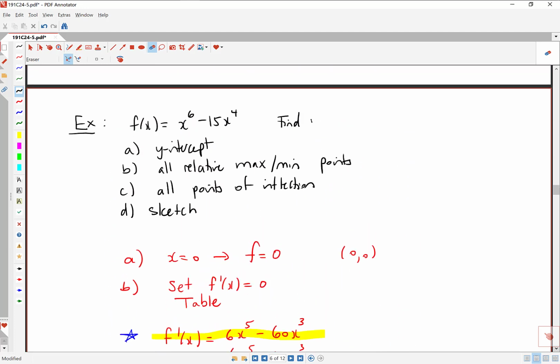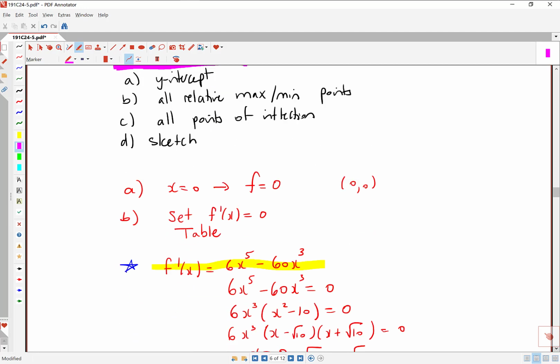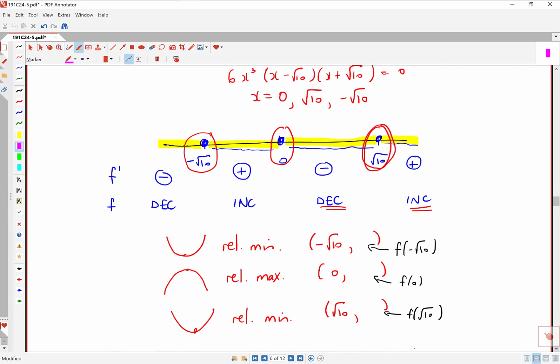I think I'll just put that in a purple box so that we can find that again later. So if you put negative root 10 into that, you would get negative 500. If you put x equals 0 into your original function, you would get 0. And then if you put positive root 10 into our original function, you would get negative 500.